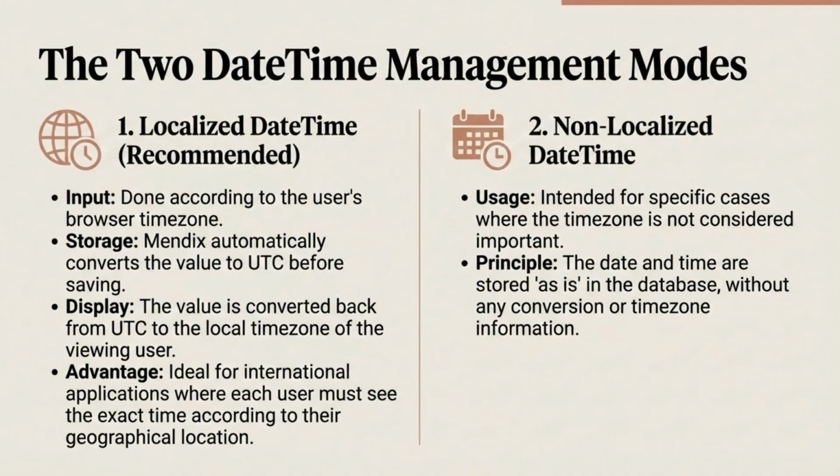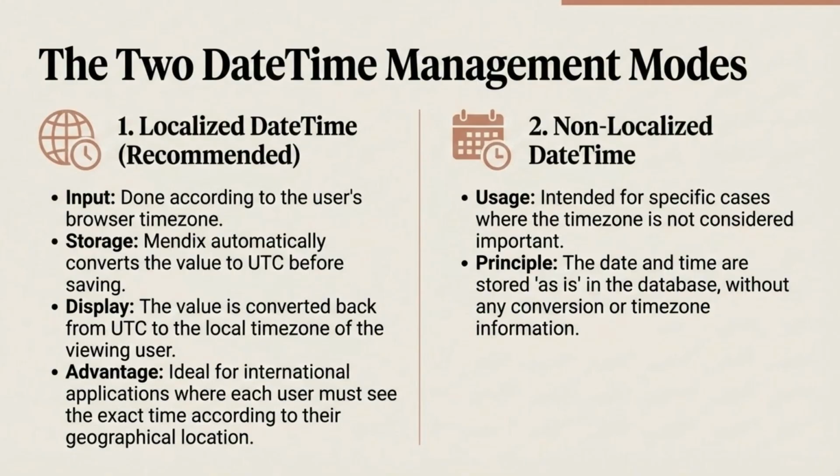The first is localized mode, which is the default and recommended setting. It's an intelligent system. If a user in Paris enters a time, it is converted to UTC for storage and then automatically adjusted to Tokyo time for a colleague in Japan. It's seamless and highly effective for global collaboration.